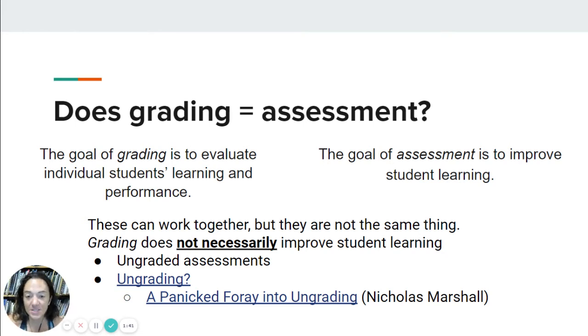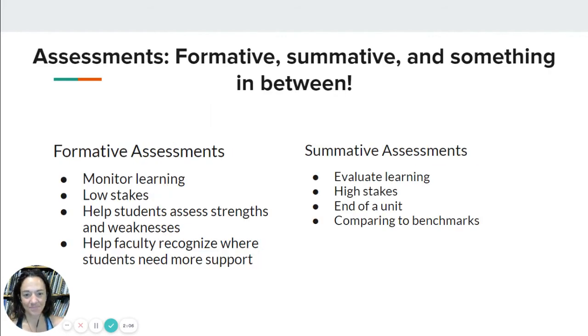A couple of resources here. I want to talk about ungraded assessments, the process of ungrading in general. You may have heard this term. We'll talk about it a little bit in Module 2, but there's also some resources here, including a really great document that someone who participated in a previous pedagogy workshop put together during COVID about a panicked foray into ungrading, which I would really recommend.